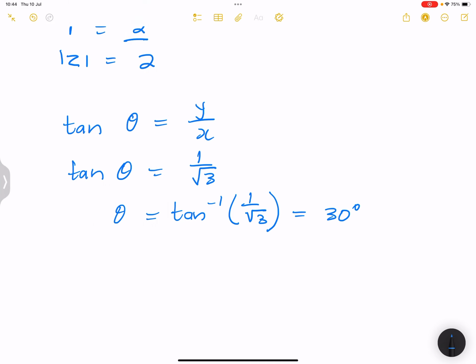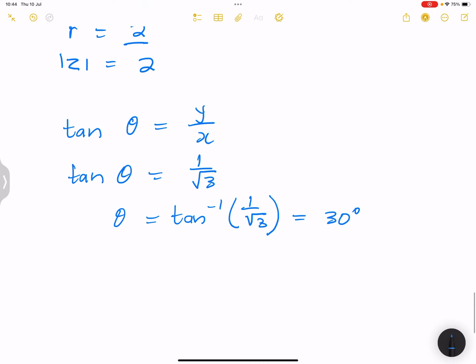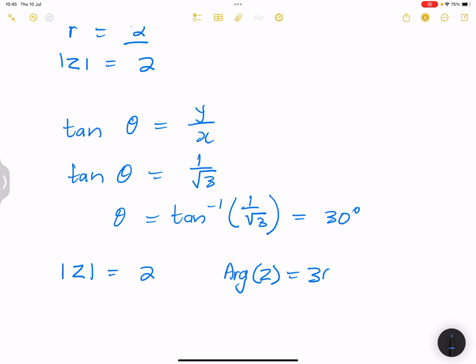All right, so what does that mean? It means that my modulus is 2, and my argument, we always use argument of z, is 30 degrees. I hope you got that, ladies and gents. Nothing really too complicated about this. Right, so we got the modulus as well as the argument.